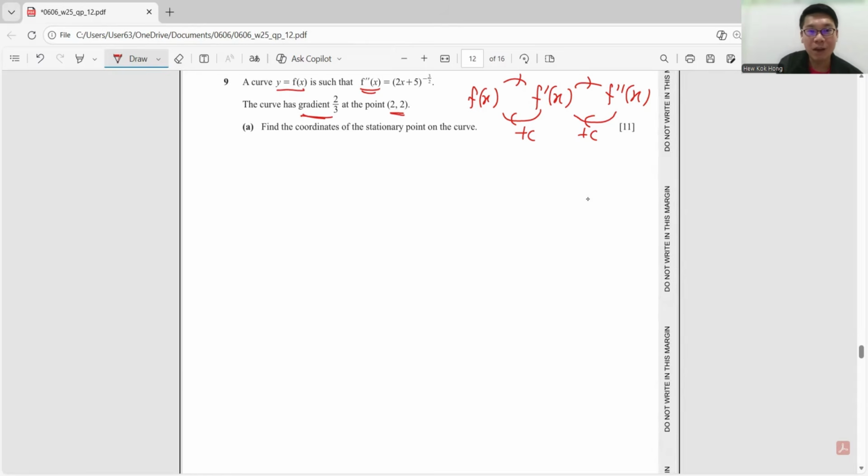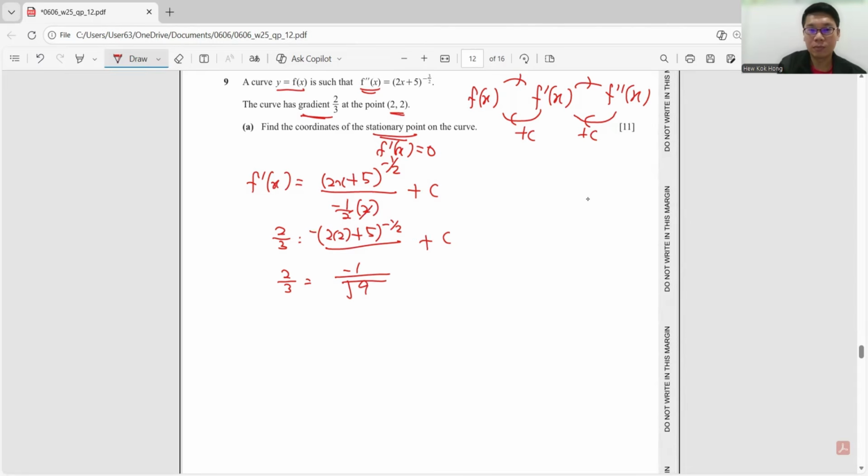So first, they ask you to find the coordinates of the stationary point, which means f prime x, or dy/dx, equals 0. So we need to do one round of integration first: power plus 1, divided by the new power, plus c. And then they say the gradient is 2 over 3 when x equals 2. C is 1, then we can confirm f prime x is this.